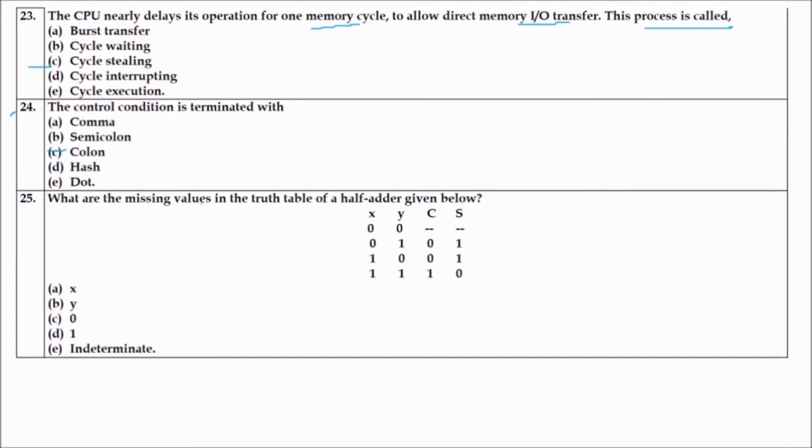Next is, what are the missing values in the truth table of a half adder given below? Half adder. So what would be your answer? There are certain values which are missing in the truth table of the half adder, which adds two values. So the answer would be C, 0, because when x equals 0 and y equals 0, the corresponding carry and sum will also be 0 only.